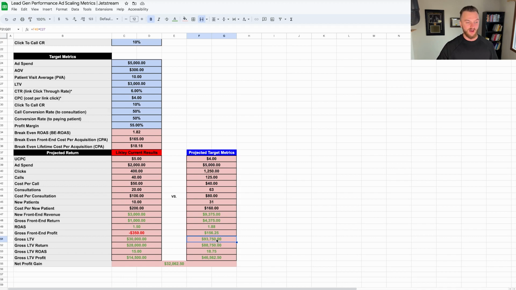But in your lifetime value, that's $93,000 in new revenue, and that's $88,000 in total gross LTV return at an 18 ROAS, and that's $46,562 in new profit for your business, right? And so you can see the gain here just by improving your ads and increasing the budget a little bit is significant. And if we actually just had the same budget, let's say we just did 2,000, but you improve the ad quality, that would result in about $4,000 in additional lifetime revenue just by improving your ad quality a little bit, right? And so you can extrapolate that out even further.